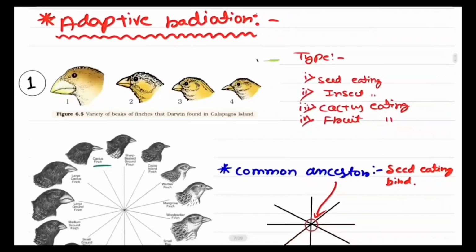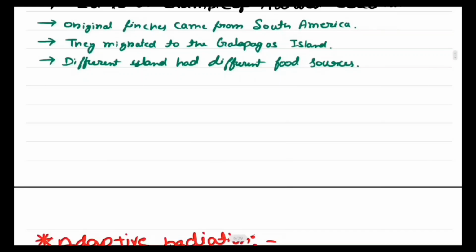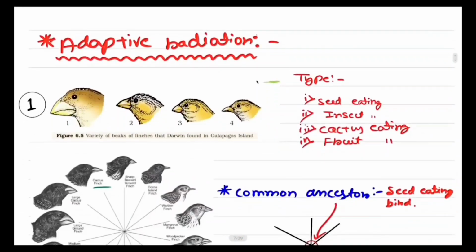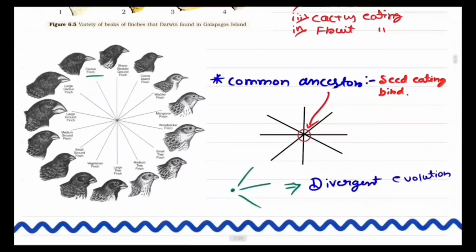Importance of Darwin finches. It is a very good example of adaptive radiation. One ancestor showing many species. Also, it demonstrates natural selection. The environment selects favorable traits according to their different environmental niches. Our next topic is adaptive radiation. Darwin finches show divergent evolution because they originated from seed-eating ground finches to different types of food habit birds.